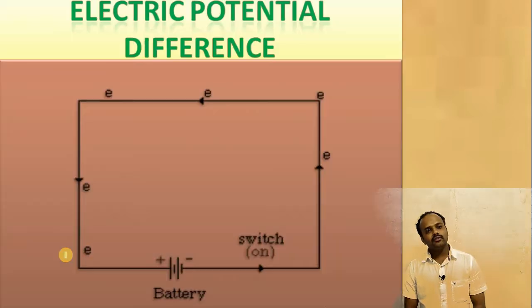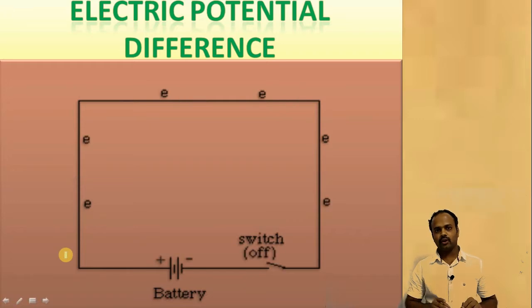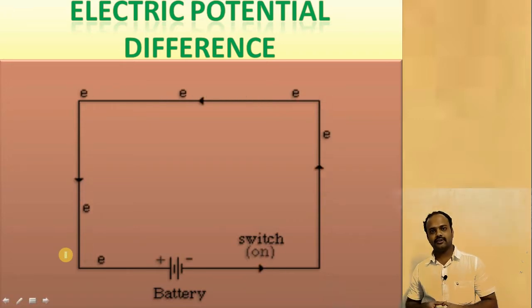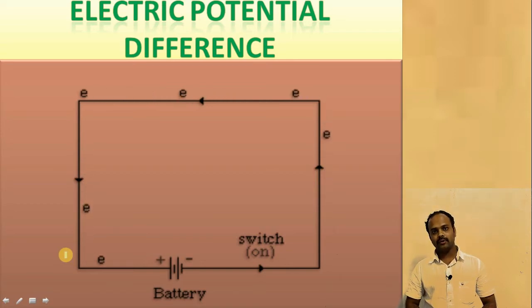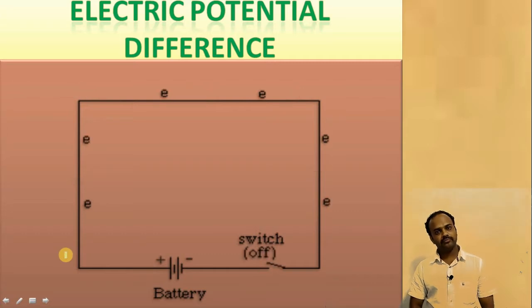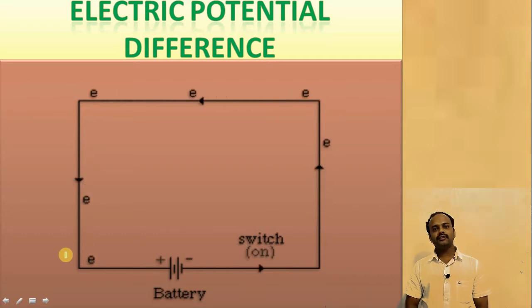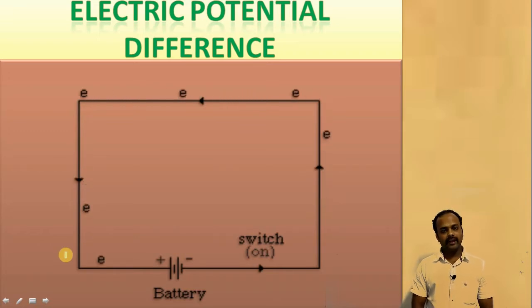Okay, students, we know that in a horizontal pipe, water does not move. When the pipe is connected to the overhead tank, then what will happen? The gravitational pull on the water makes the water flow. That is what we studied in the 8th standard as potential energy.